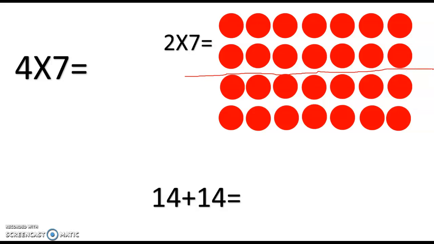So now I have 2 times 7 and 2 times 7. So all we have to do is double that 7 2 times. We know that 7 plus 7, or 7 times 2, is 14. So we have 14 and 14. Add them together, and we get 28.